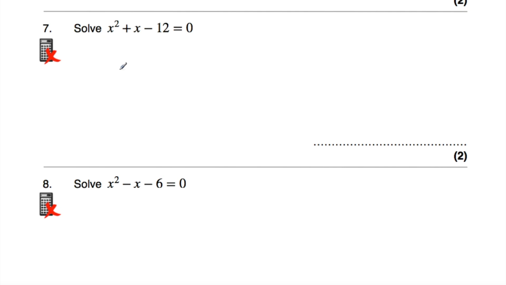So question number 7, we've been asked to solve x squared plus x minus 12 equals 0. So here we've got a quadratic on the left hand side and it equals 0 on the right hand side, so that's fantastic. Now what we want to do is factorize this quadratic, so let's put our brackets down. Bracket, bracket, equals 0.